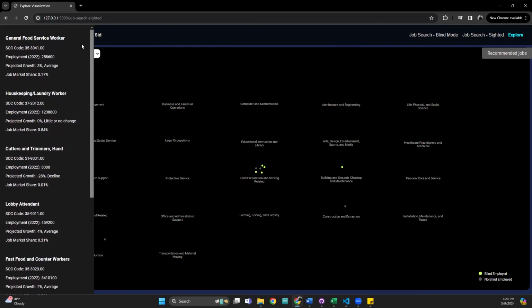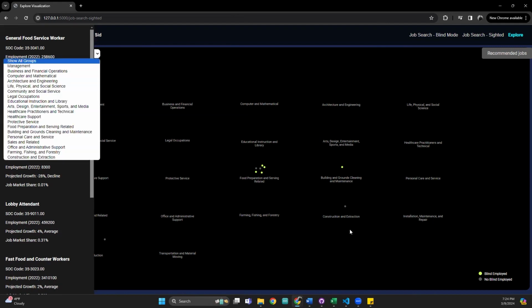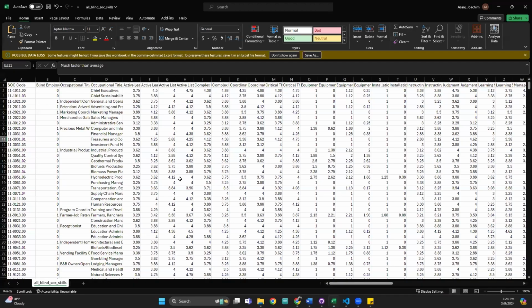So with this, you can actually have a job recommendation system that can highlight the job potential of a blind or visually impaired person in even other domains. Now, this was created from a data set that we amalgamated from 3 other data sets, where we had a data set of all the standard occupational classification codes of jobs and whether a blind person is working there or not, and the actual job titles related to it.